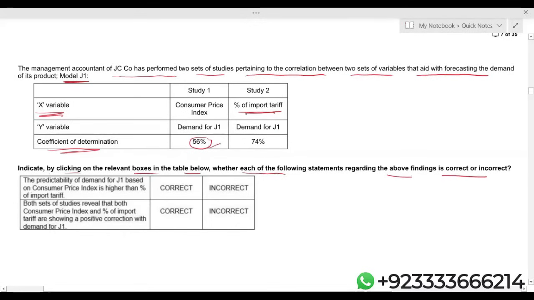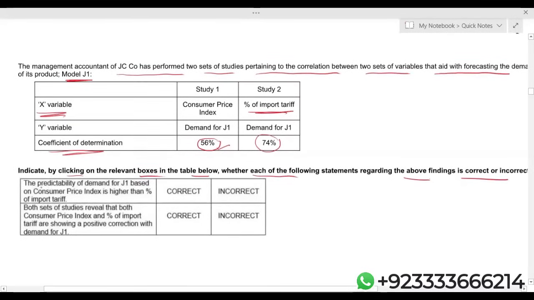If I go for study 2, on the basis of percentage of import tariff, look at this, the coefficient of determination is 74%. So on the basis of percentage of import tariff, the relationship which is explainable is 74%. But let's see what they are actually asking: the predictability of demand of J1. The relationship of demand is 56% explainable according to study 1 by using consumer price index. In study 2, percentage of import tariff, it is 74% explainable. So the relationship of demand is more explainable according to study 2. Let's see what they're saying.